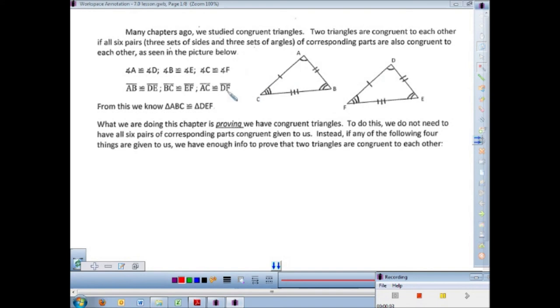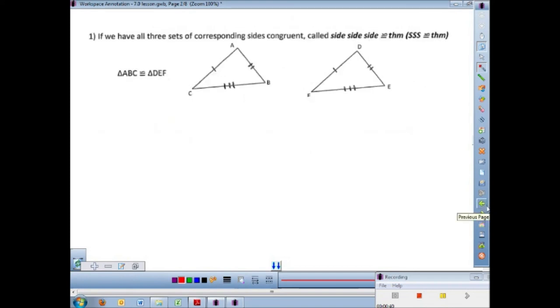If you had six different pairs of corresponding parts that were congruent, we knew that triangle ABC then would be congruent to triangle DEF. Well, what we're going to do this chapter is prove that we have congruent triangles, and to do this we don't need to actually have all six pairs of corresponding parts congruent. There's 5 total ways we're going to be able to prove triangles congruent. Today we're going to learn 4 of them, and let's just go through those on this front side of this worksheet.